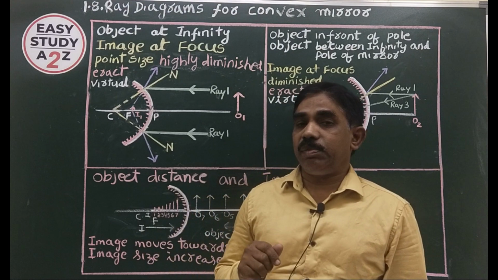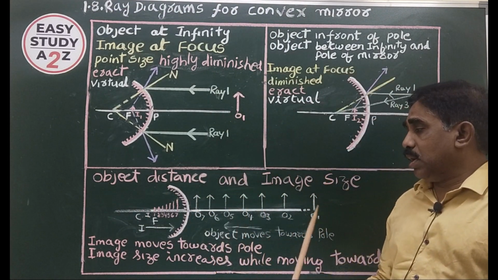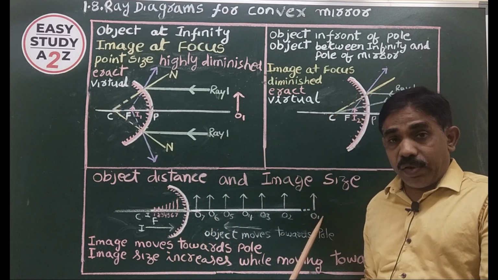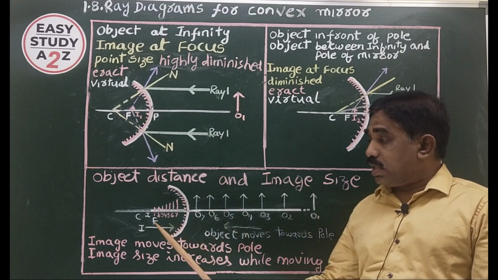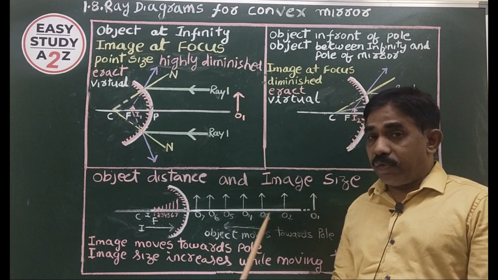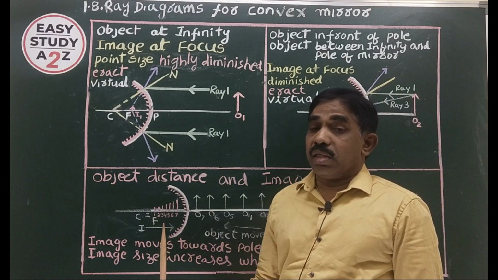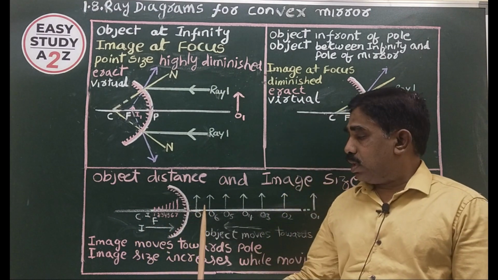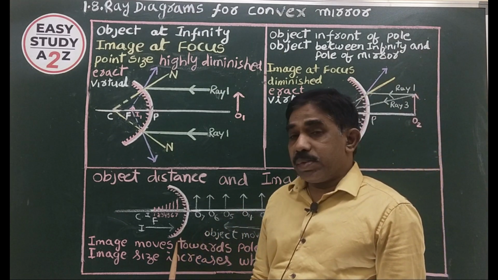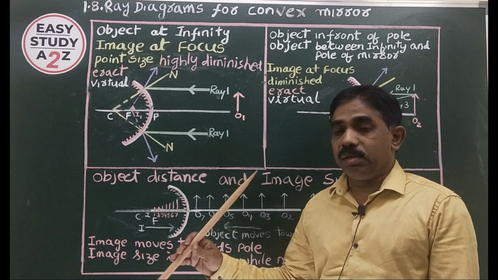This relation I want to explain here. See here, the object distance and the image size. Now here this is the rear view mirror. When the object or the vehicle is at a far place, the size of the image is smaller. Now when the vehicle is moving towards the mirror or towards our vehicle, the size of the image is increasing. That means when the object moves towards the pole or the mirror, we will observe that the image also moves towards the mirror.